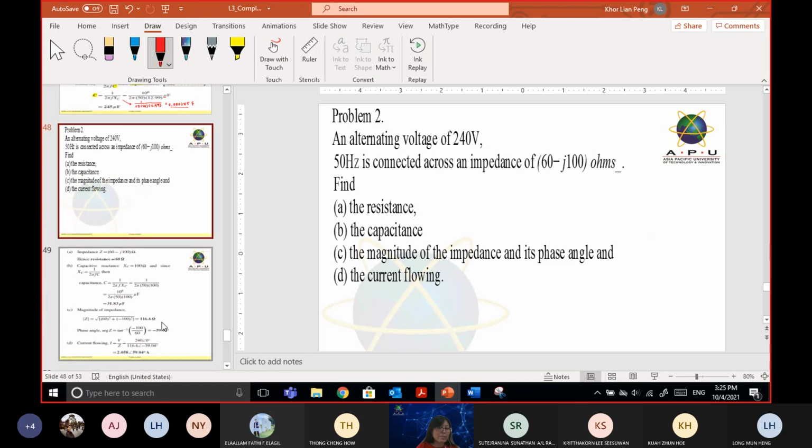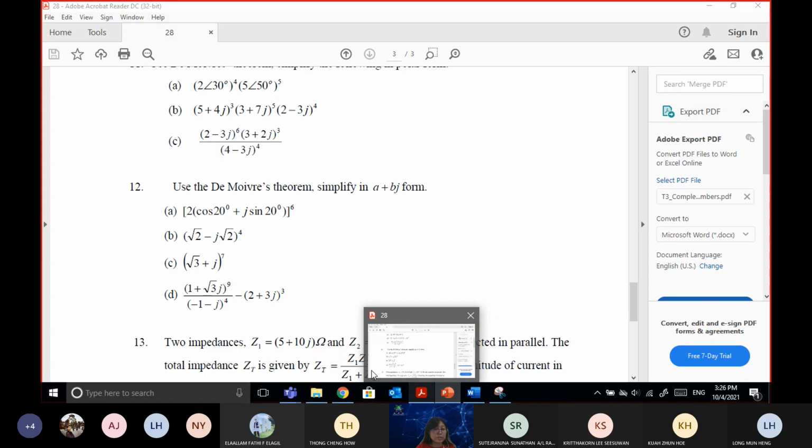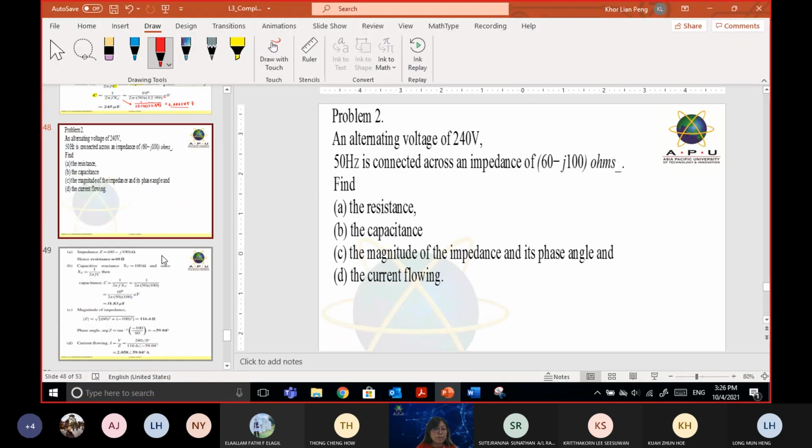Next one. This is our last example already. After this one, I will give you a break. Then we will continue with the rest of the tutorial questions, which are related to the application part.